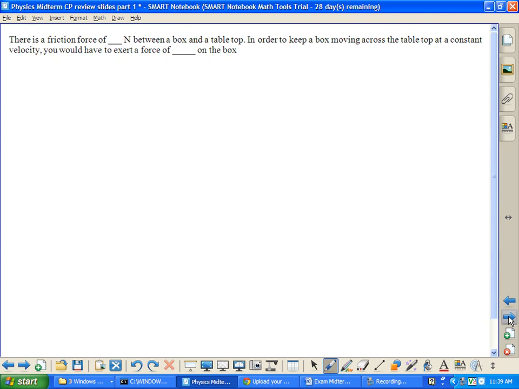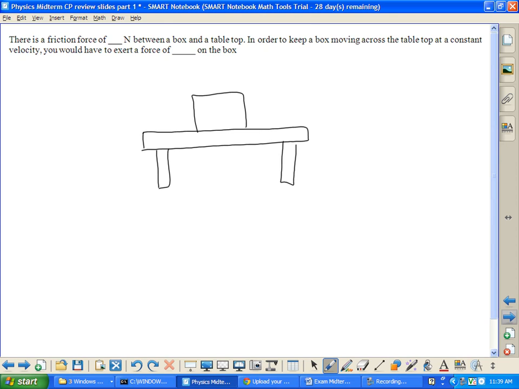Okay. There is a friction force of blah between a box and a tabletop. In order to keep the box moving at a, let's see, which words are written in giant letters of flaming fireness? You see this? So you think the forces are equal to 0.